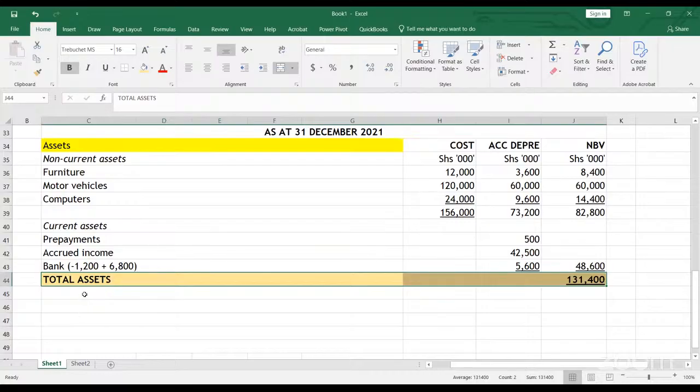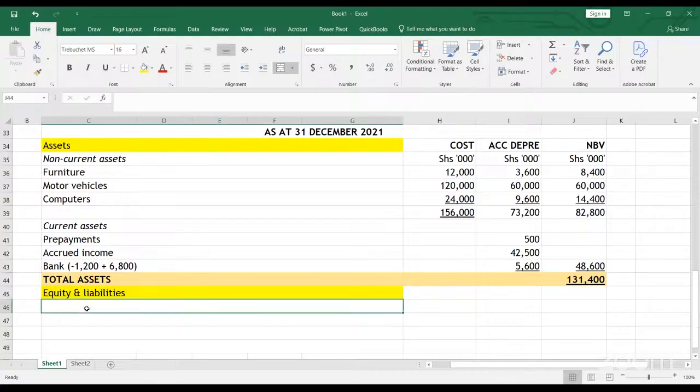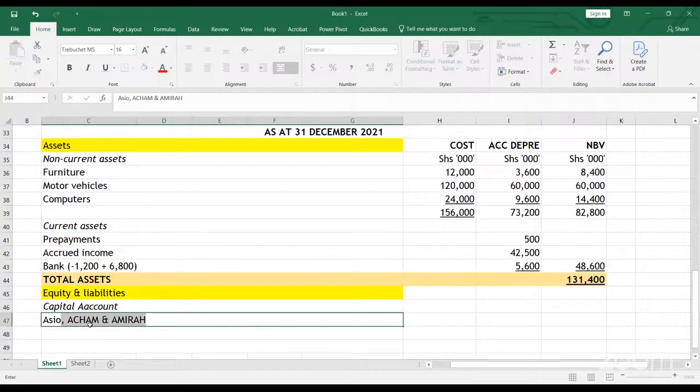So from total assets, now we go to equity and liabilities. We move to the equity and liabilities. Under equity, of course, you bring your capital accounts. You bring the capital account balances for these partners. So in the balance sheet, you have to show the capital accounts of the partners. So we have a CO.